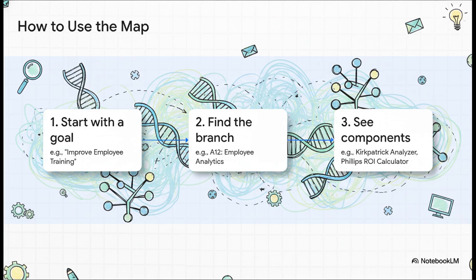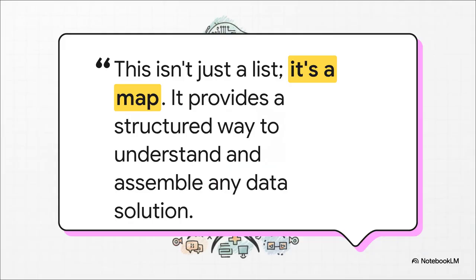First, you start with a clear goal. Something like, I need to improve my employee training. Okay? Second, you find that topic on the map. In this case, you'd go to the employee analytics branch. And third, the map shows you the exact building blocks, the specific components you'll need to put together to actually solve that problem. And that's really the power of the analytics genome. It takes this giant, scary list of technologies and turns it into a clear, structured map that pretty much anyone can use to find their way around the field and build what they need.